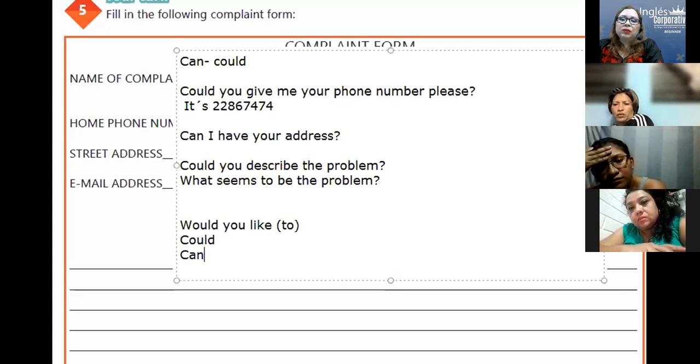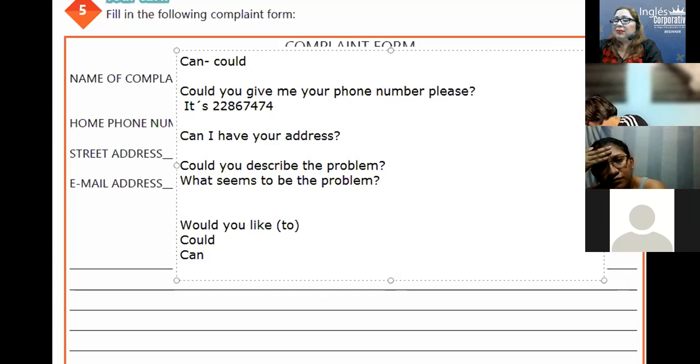Can lo puedo usar más coloquial o con una persona que jamás he conocido y pues yo le estoy solicitando atención al cliente, por ejemplo. Se usa mucho could and can. Pero la persona que trabaja en esa compañía sí le va a hablar con would you like.